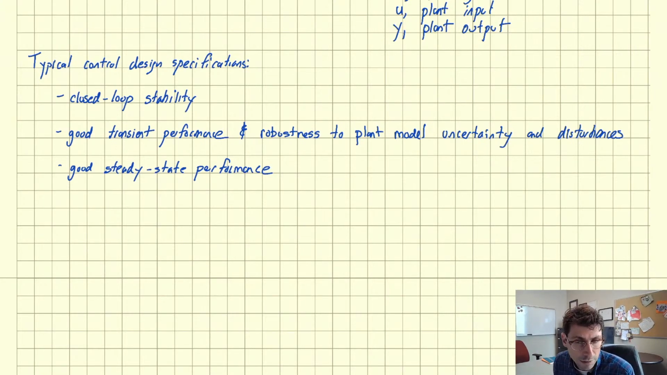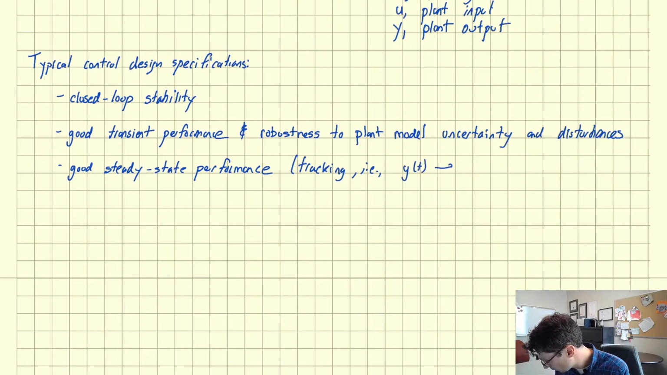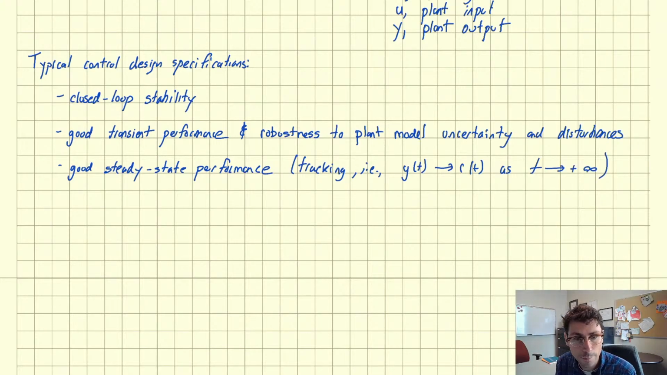And by that I mean typically that in the long run, if you let your automatic system run for a while, it will achieve, Y will actually get to the desired value, R. So typically what we mean is tracking, i.e. Y of t approaches R of t as t gets large. Okay. And so those are the typical specifications that you would have seen likely in a previous control course. And we'll go over some of those things in chapter 2.